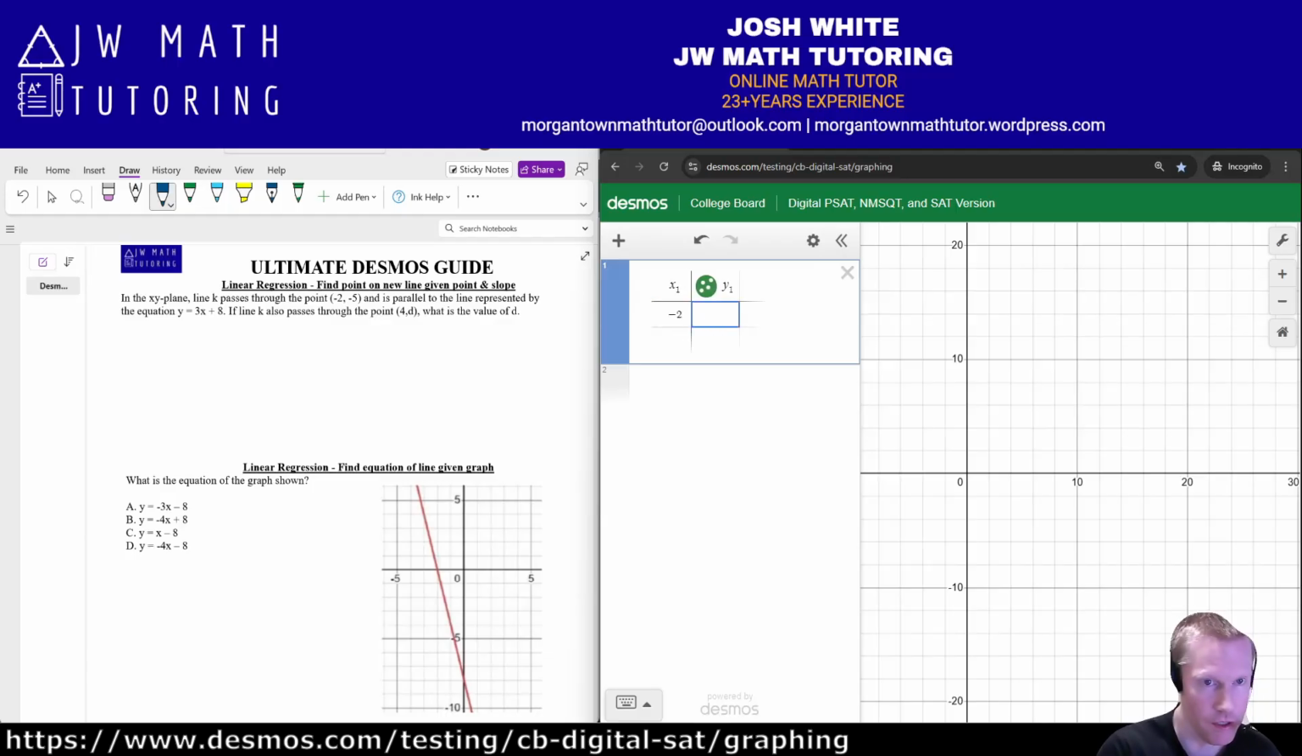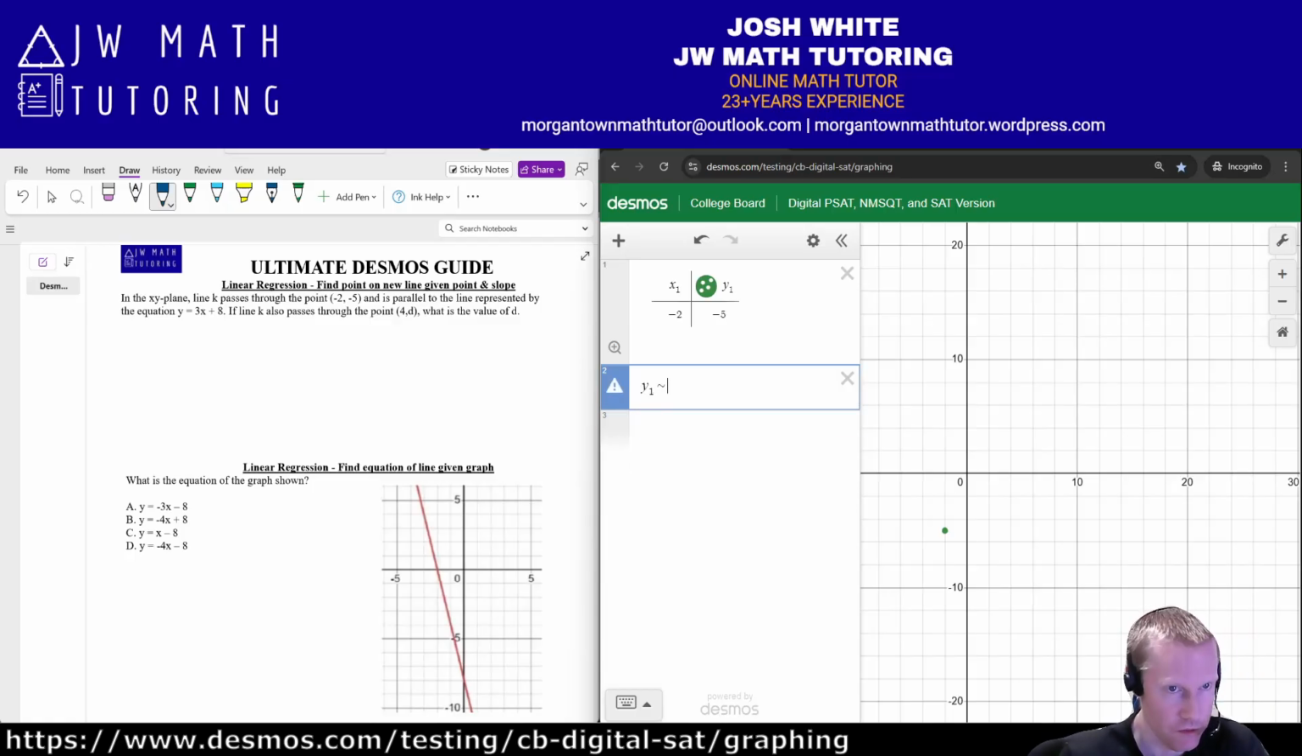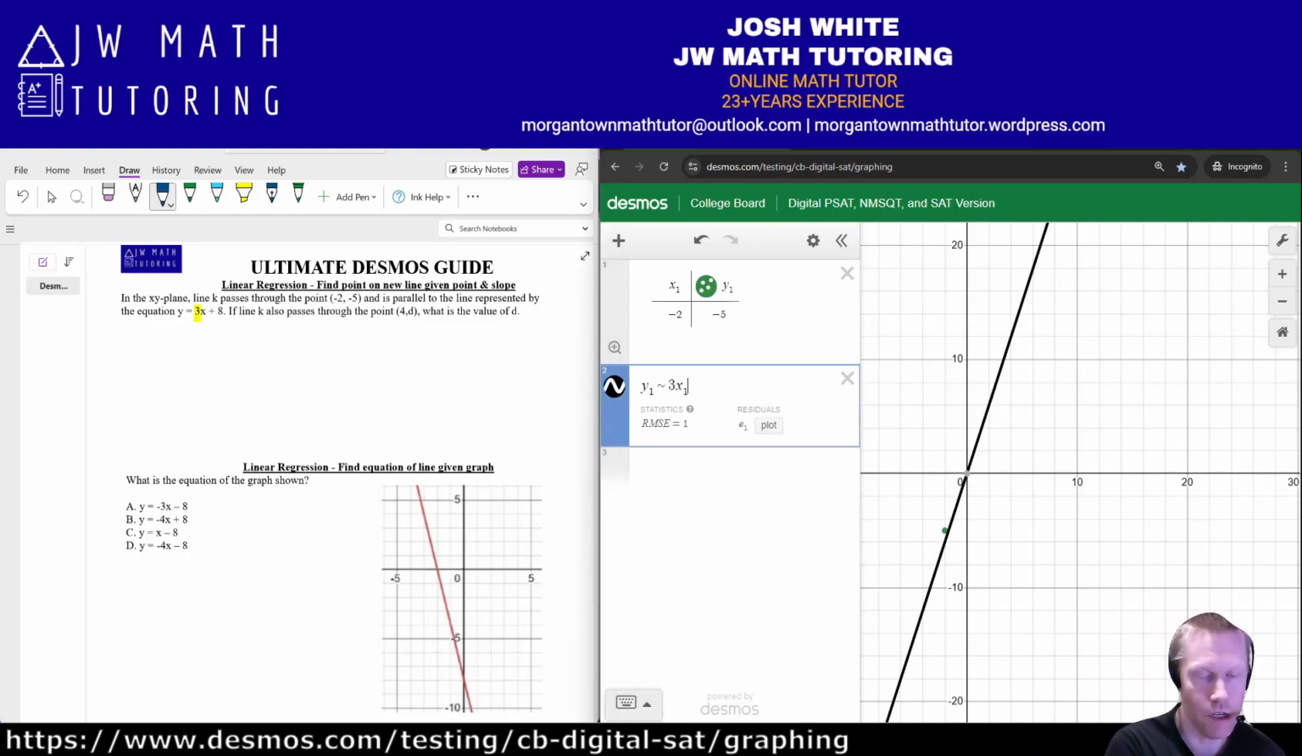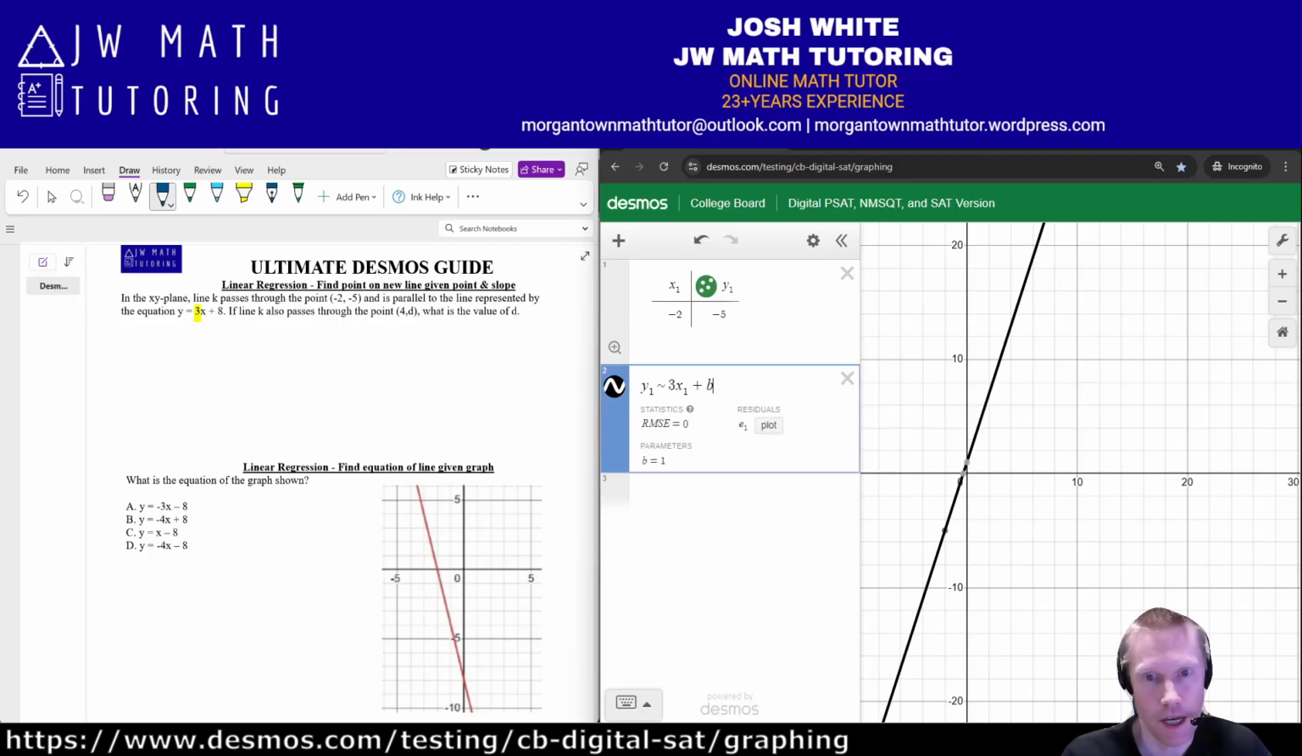first enter in my point. Now I'm going to do the linear regression statement. But what you also have to know, and this is kind of background math knowledge, is that the slope of this line k that we're trying to find the y-coordinate for when x is 4 will be 3 because it's parallel to y equals 3x plus 8, and parallel lines have the same slope. So that's something that you do have to know. So we can type in y equals 3x1 and then plus b. Okay, now we have the new line.